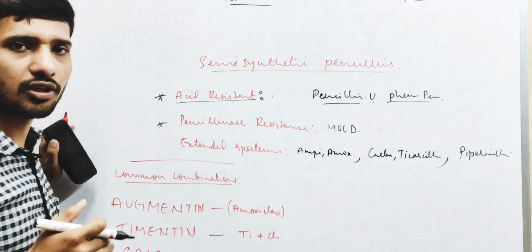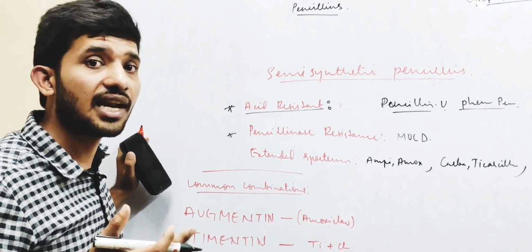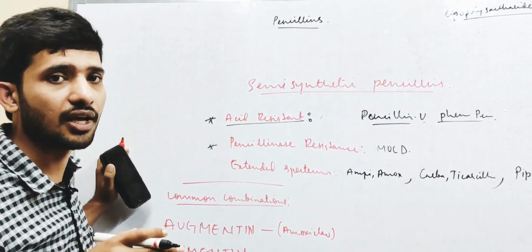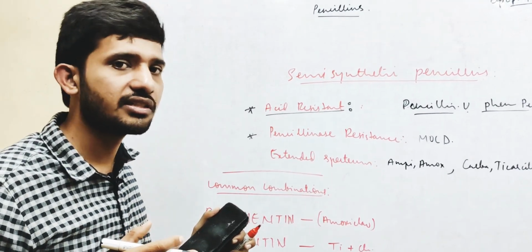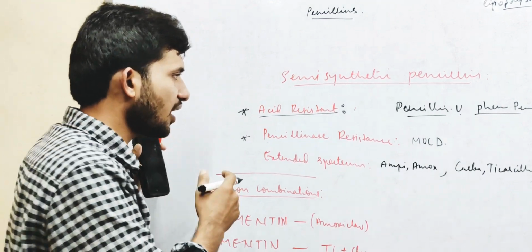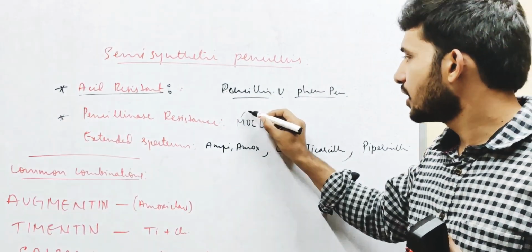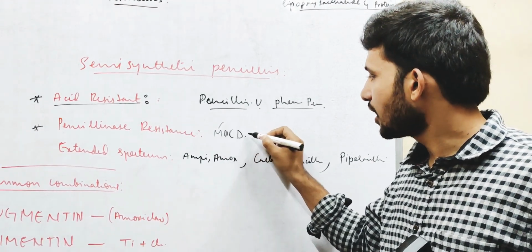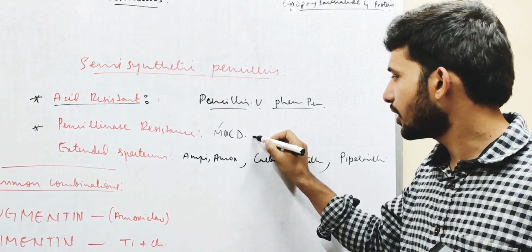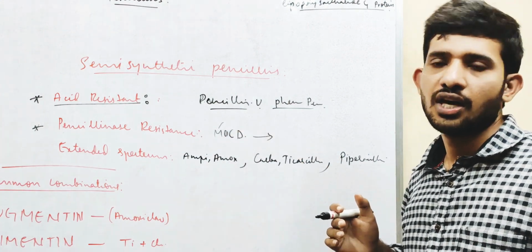And the next classification we have penicillinase resistant penicillins. These penicillins are the drugs which are resistant to beta-lactamase enzymes which are present in the bacteria. They can survive even in the presence of beta-lactamase enzymes. So in this we have methicillin, oxacillin, cloxacillin and dicloxacillin. Okay, so we have different examples in these penicillinase resistant antibiotics.